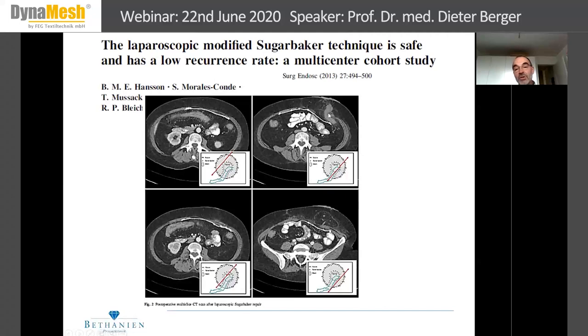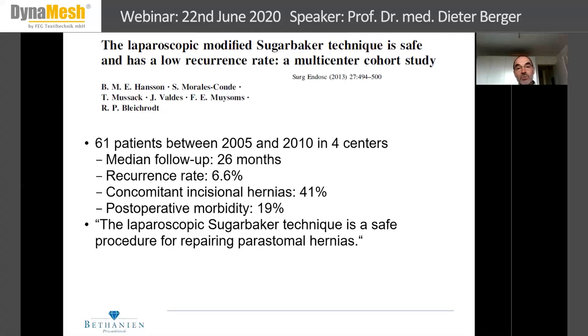Here is the lateral part of the rectus muscle. And here is the stoma loop. And this is the lateralization of the stoma loop of perhaps at the maximum 5 centimeters. If you look at this very small amount of lateralization, you will understand what we have realized with the Sugarbaker technique in 2004. I will show you afterwards. In this paper, 61 patients have been followed up for 26 months in 4 centers.